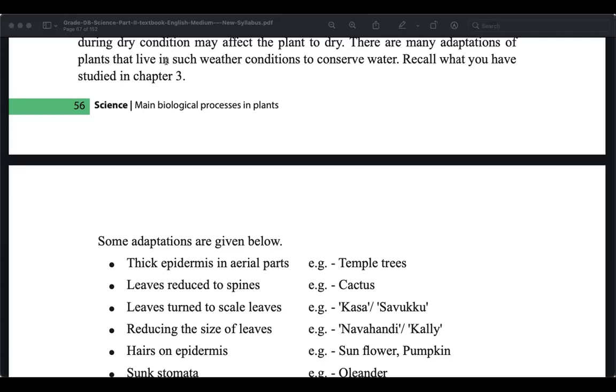Right? So, dry zone plants. I have seen that some people draw these inside houses also, because in these you can see a very small amount of water. Therefore, to protect the water, it has adapted.